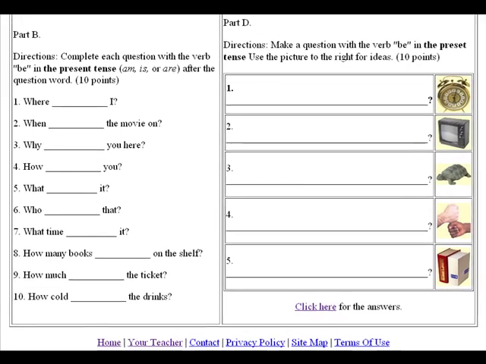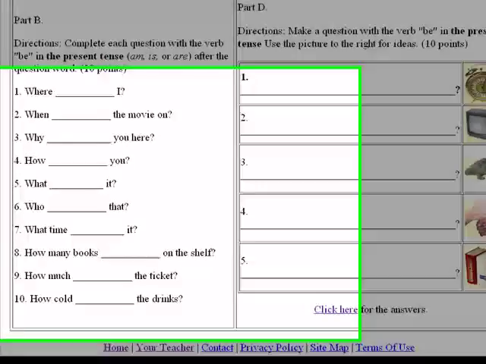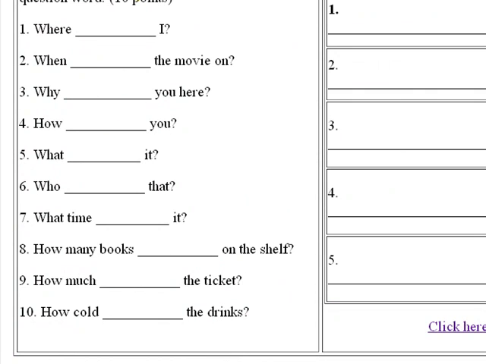Here we have more, and this one is to complete each question with the verb be in the present tense. And these are questions with an auxiliary verb. Where am I? I'm telling you the first one. And when you have where, when, why, how, that begins a question, and it's in the same form as where am I? Okay, so fill those in.